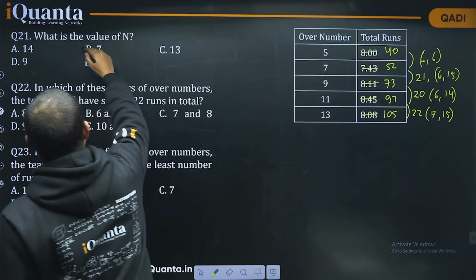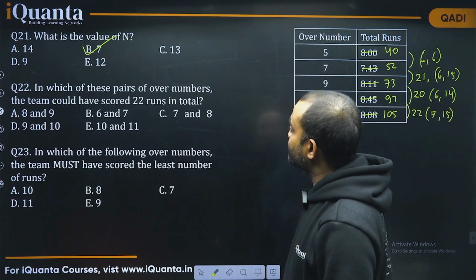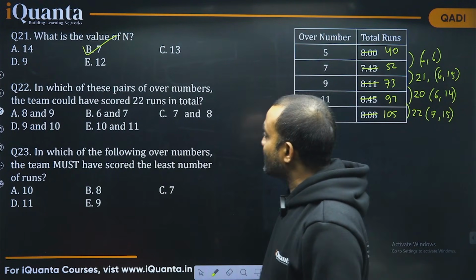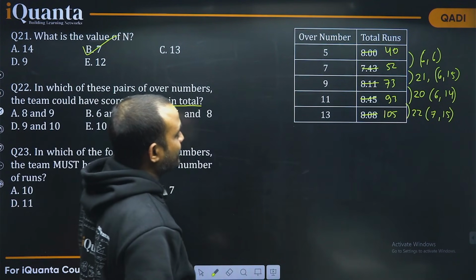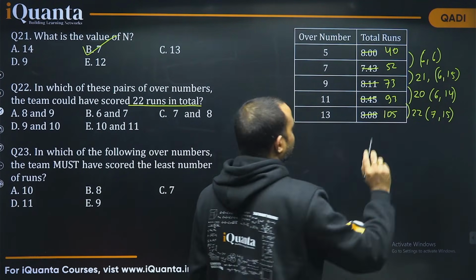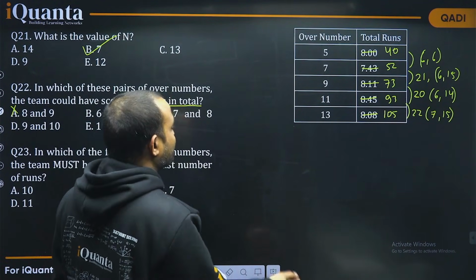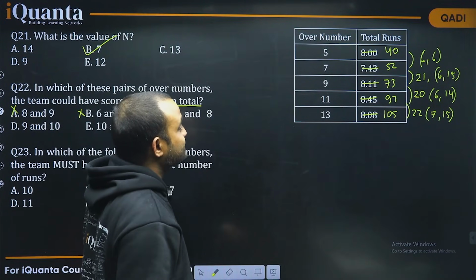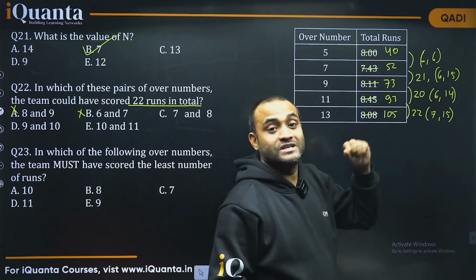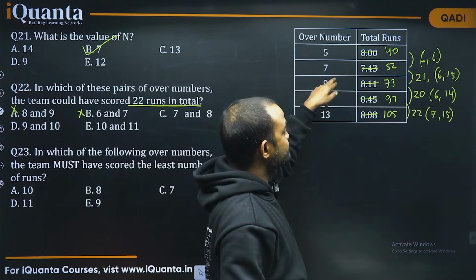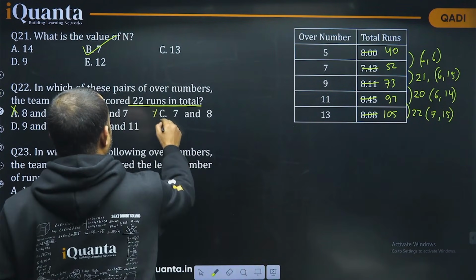So straightforward we can say n is equal to option B, which is 7. Then it says, in which of these pairs of over numbers could the team have scored 22 runs in total? 8 and 9: in case of 8 and 9, total is 21. So definitely not, A is not the answer. 6 and 7, total runs 12, we know that. 7 and 8: in the 7th over, we know that runs scored is 6. In case of the 8th, maximum it could be 15. So 15 plus 6, it can be 21 maximum, it cannot be 22.